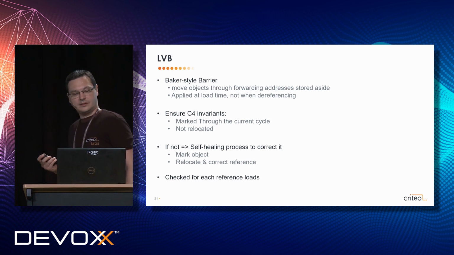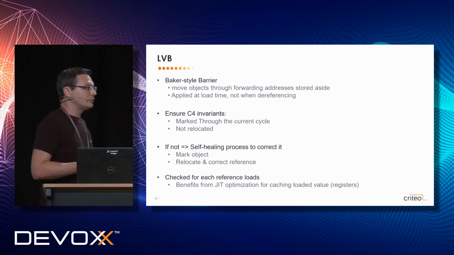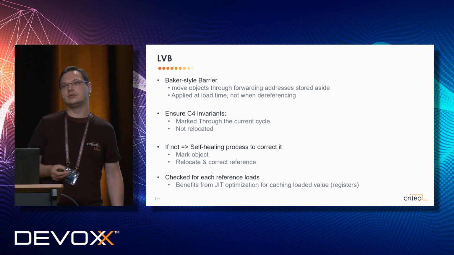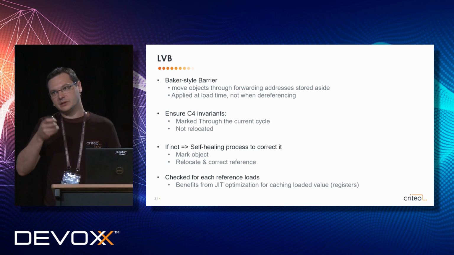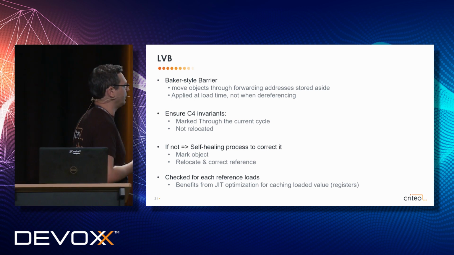It means this LVB is checked for each reference load, but we can benefit from the JIT optimization to put this reference, already checked, into a cache, like a register, and so we can have multiple accesses to the fields of an object, but only one check on this barrier.